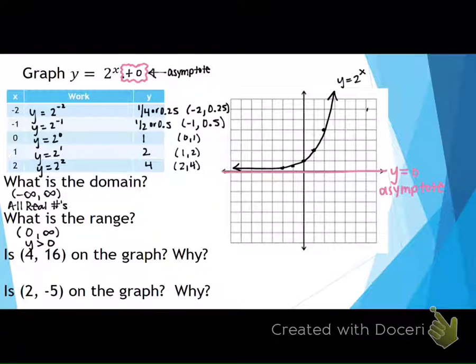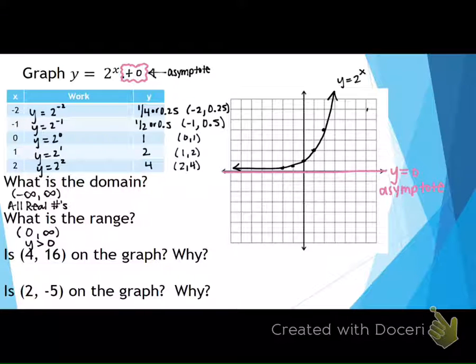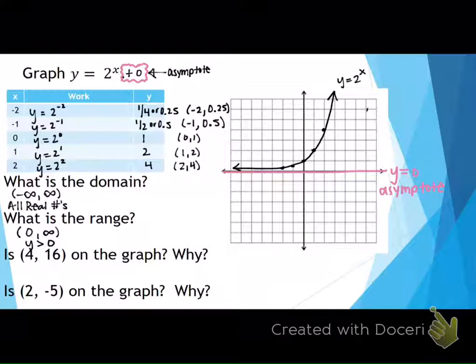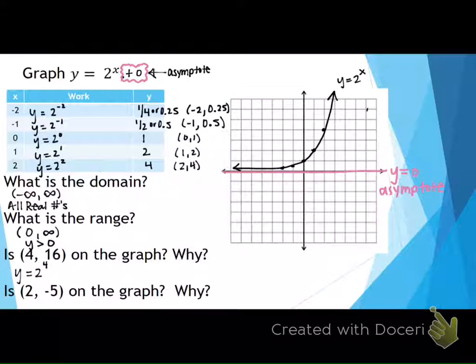So as long as you know where your asymptote is, you can say from your asymptote to infinity, or y is greater than that number. Do you understand what I'm saying? Okay. Is 4, 16 one of your graph's solutions? You could check that by plugging in 4 for x and see what comes out. Yes, it did come out as 16. So this is yes.